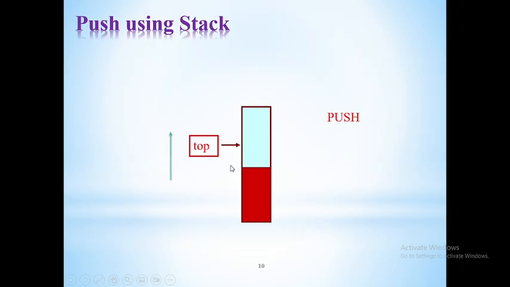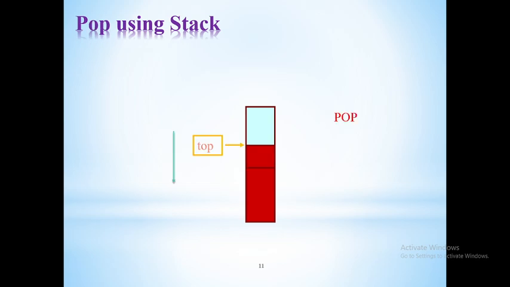Initially the top is here. Once you insert one element, the top position is incremented and it shows the present top of the stack. Then you can insert one more element. Now you have inserted two elements. Assume this red box is one item and this is another small red item. Now you want to pop it, so you use the pop operation.